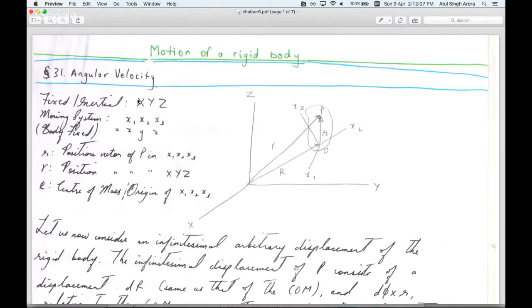Okay, so let's quickly revise what we've done so far today. It wasn't much. We started with what's called motion of a rigid body. So we first need to define the concept of angular velocity for a rigid body. To do so, consider two frames.